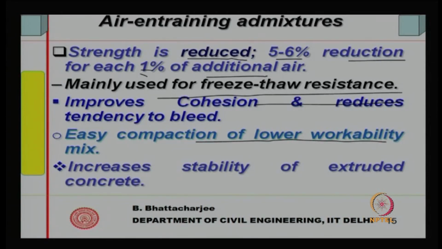It increases the stability of any kind of extruded concrete, and any concrete placed through compressed air, pneumatically placed concrete. So, it actually improves the stability of such concrete.